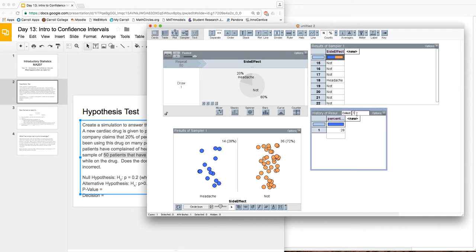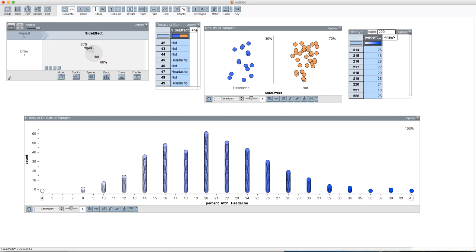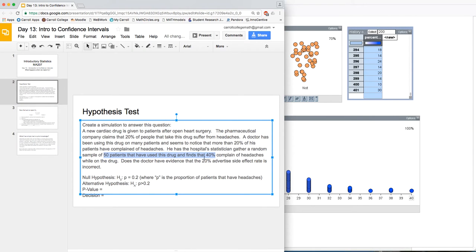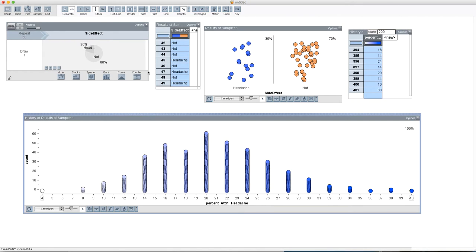Now to save time in the video, I've already done this. So over here, I have the same simulation, 20% drawn 50 times. I've collected the statistic 400 times, 401 actually. And this is what we have. So we found 40%. This simulation is built on 20%. Notice that the center of this distribution is at 20%.